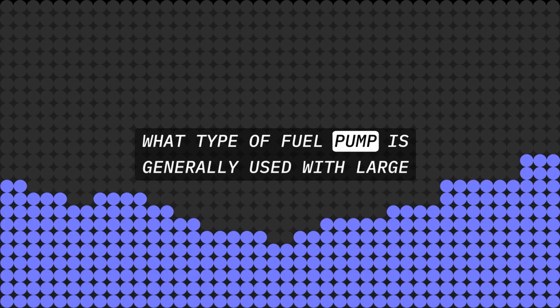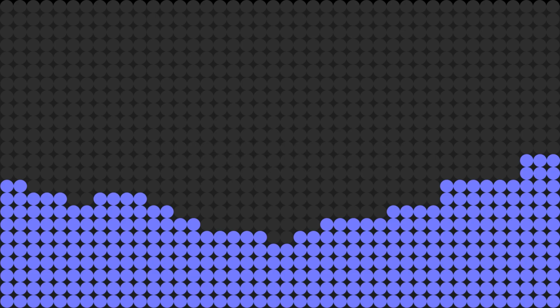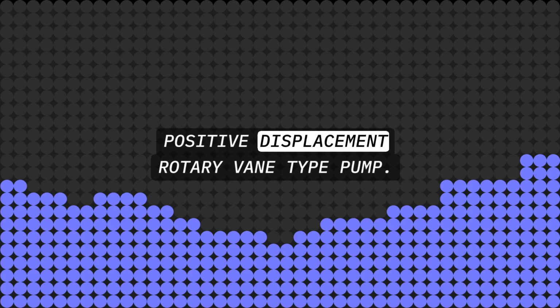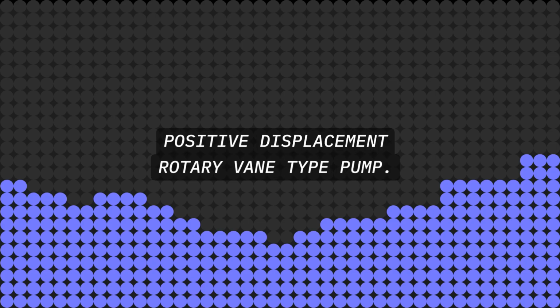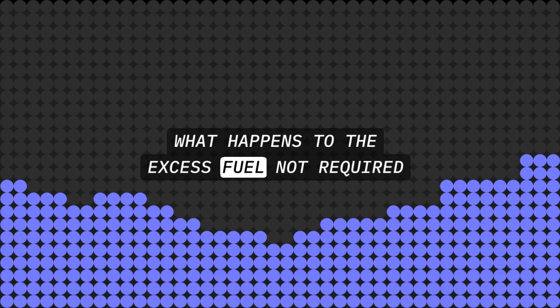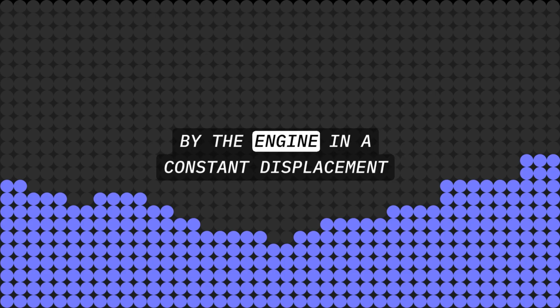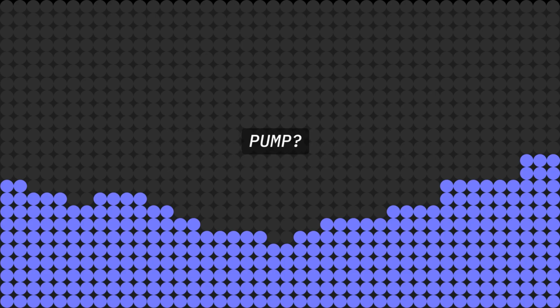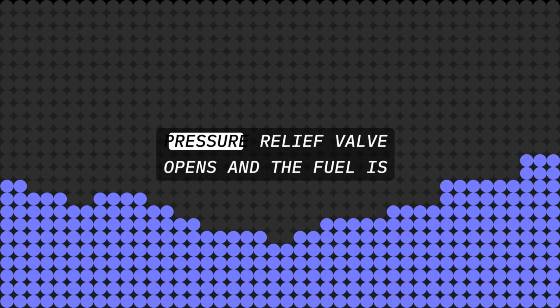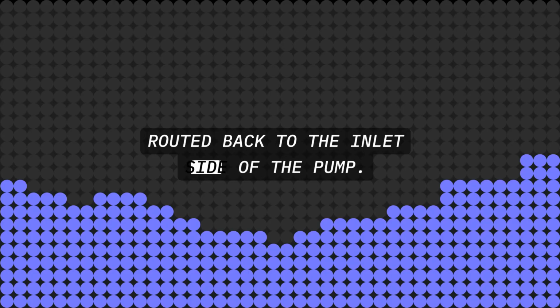What type of fuel pump is generally used with large reciprocating engines? A positive displacement rotary vane type pump. What happens to the excess fuel not required by the engine in a constant displacement pump? The pressure relief valve opens and the fuel is routed back to the inlet side of the pump.